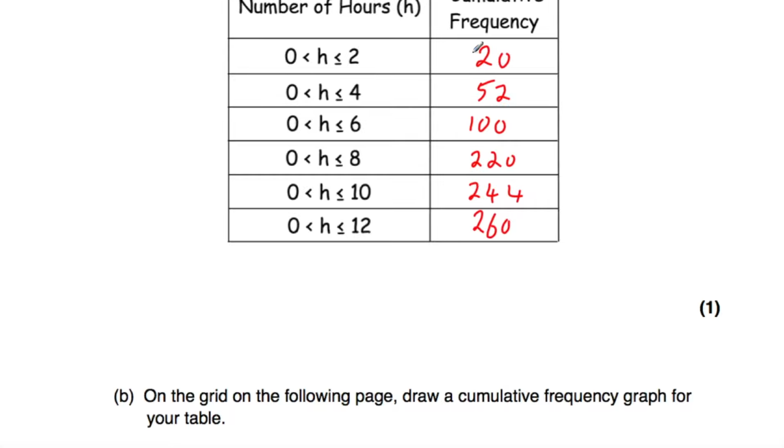Because we know that they're the frequencies by the end of each category. So we're going to plot each of those points, and then we're going to do a nice smooth curve through those points. And because it starts at 0, I'm going to go down to 0, 0, and then start the curve there. Okay, so that's what we're going to do. So let's go and do that.